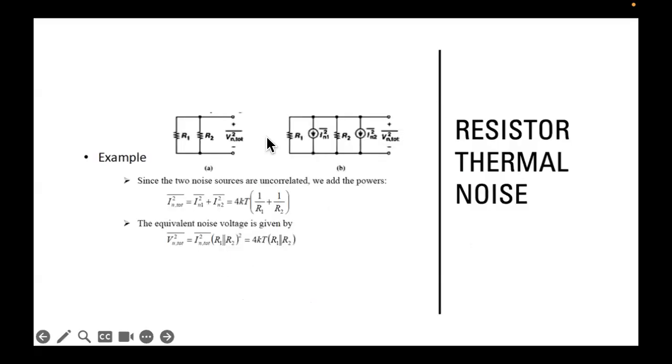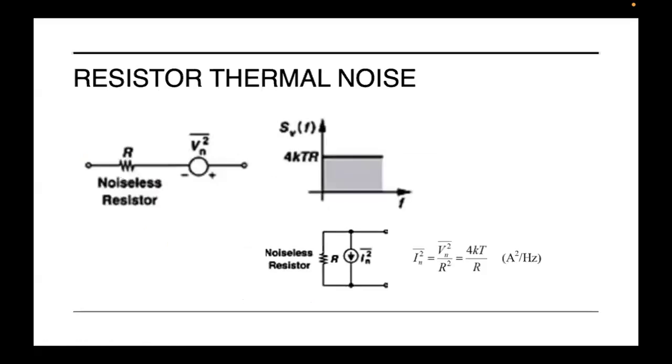What if we have, for example, another case, where we have two resistances in parallel? As you have two resistances in parallel, it is easier to use this model, which is a resistance in parallel with a current source, rather than this model, which is a resistance in series with a voltage source. As I told you, you can use either of these two models. It depends on which model will be easier in terms of circuit analysis.